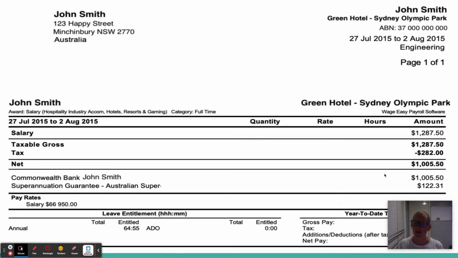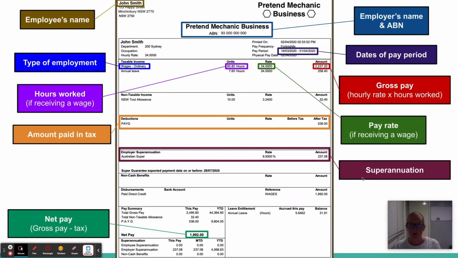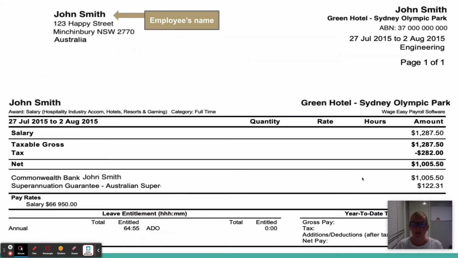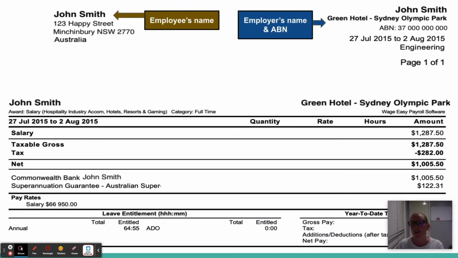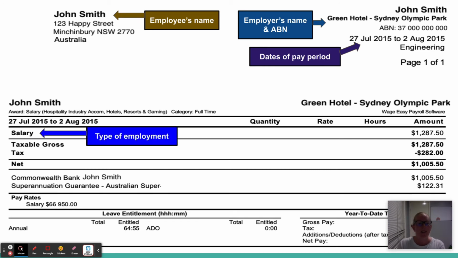Okay, here we have another very real payslip. This particular person works in the hospitality industry instead, and they're in a different type of job to this one, although I gave them the same name. Anyway, you'll notice that it has the employee's name, it has the employer's name and ABN, it has the dates of the pay period, just like the last one. This particular person receives a salary instead of a wage. So you'll notice there's no information in this section about rates or hours. Because they receive a salary, that's written here next to green.